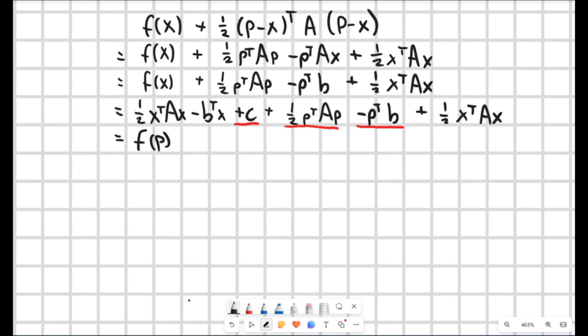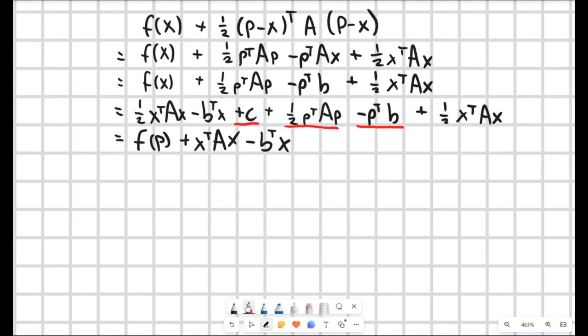And what's left over is, well, let's have a look. These two things get added together, so we're going to have x transposed A times x. And then we've just got this thing left, which is A x minus b transposed x. Okay, so things are getting a little bit simpler now.